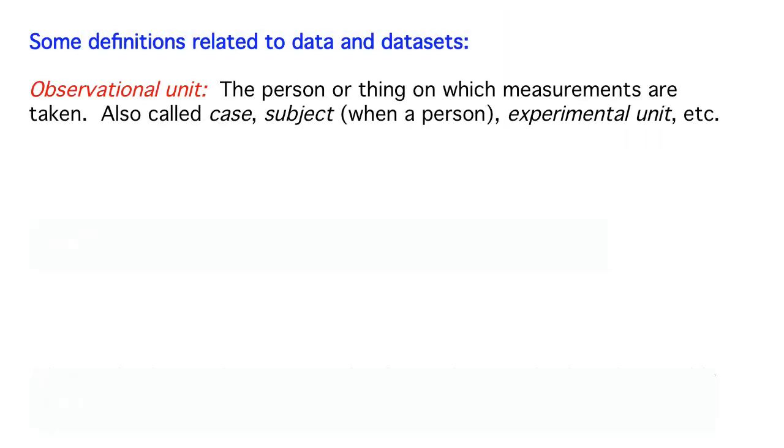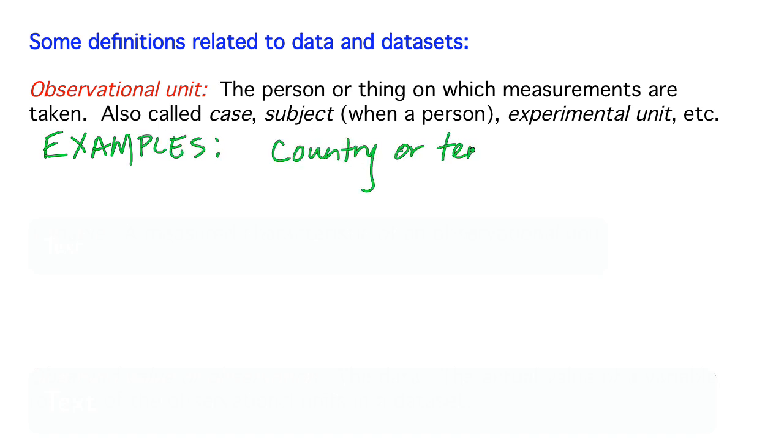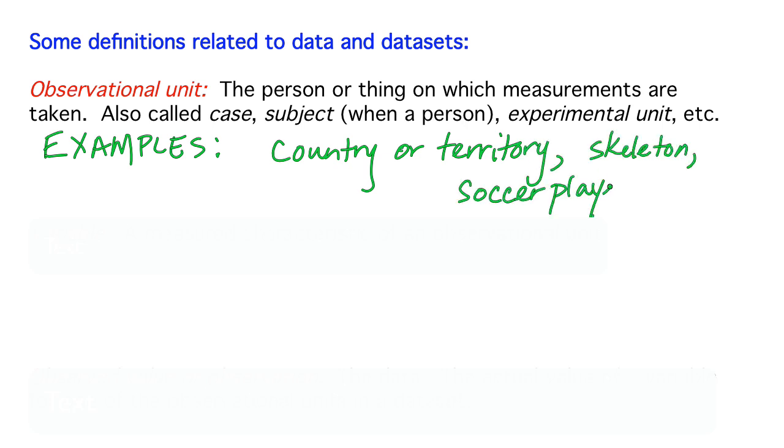An observational unit is the person or thing on which measurements are taken, for which a number of different terms are commonly used. Examples of observational units that we've encountered already include country or territory in our life expectancy data, skeleton in our anthropological data, and soccer player in the data of salaries of New York Red Bulls players.